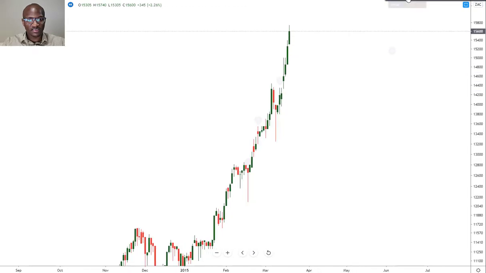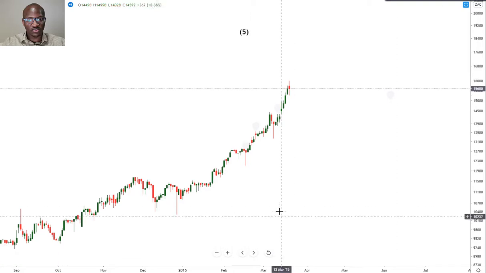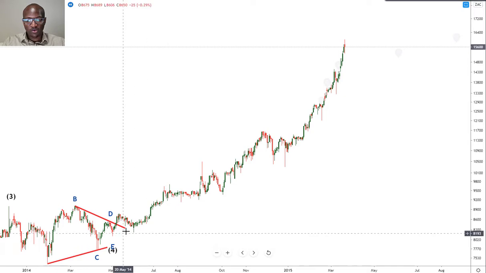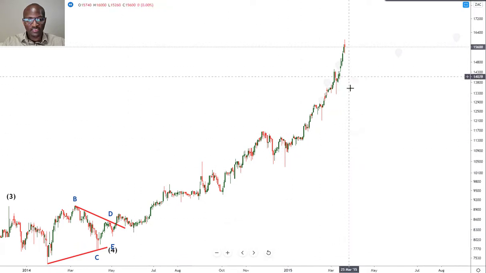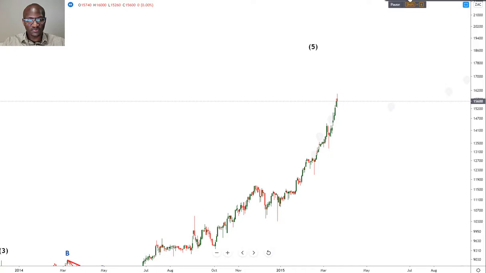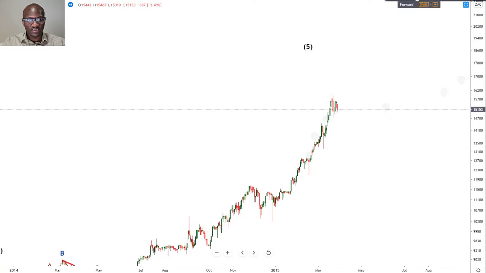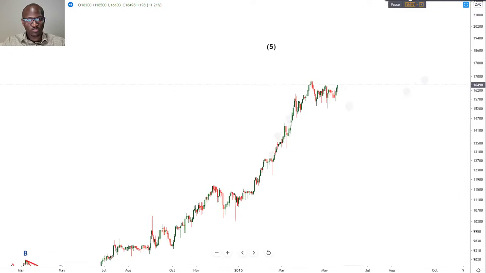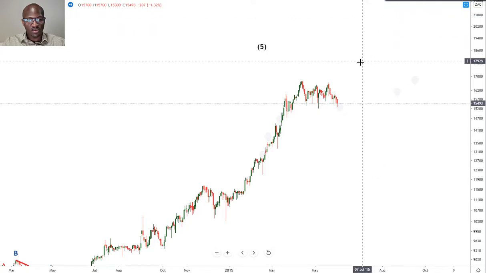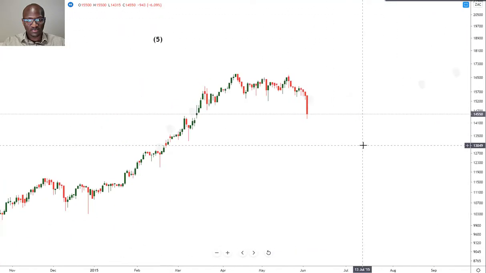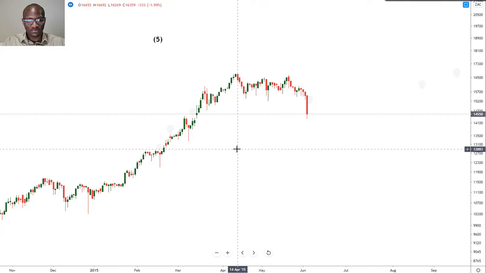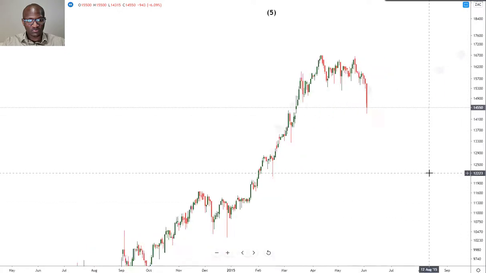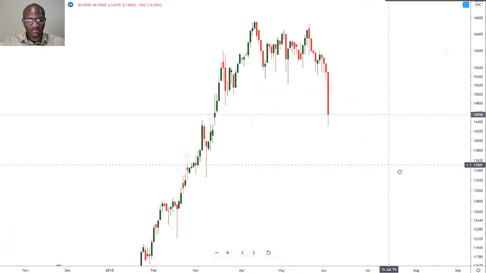And wave 5 continues to unfold. And if I just slow down a bit here, I can see currently we've got wave 1, wave 2, and this is wave 3. And then we push back for wave 4. If I just slow down a bit.